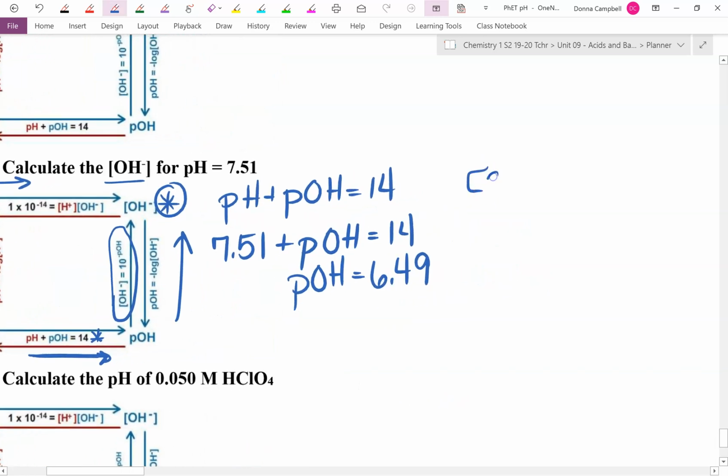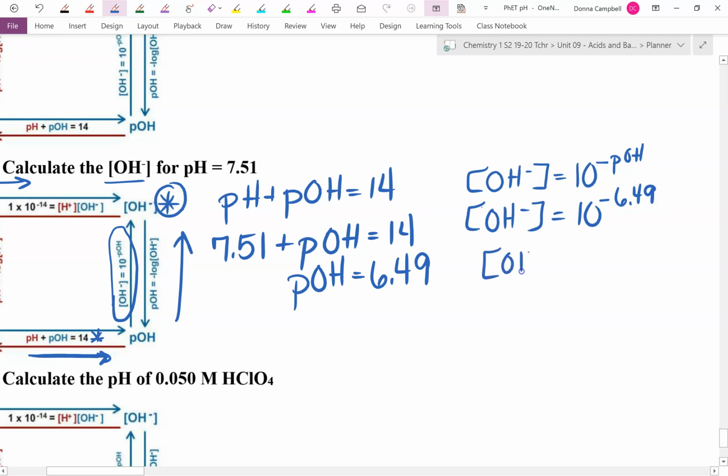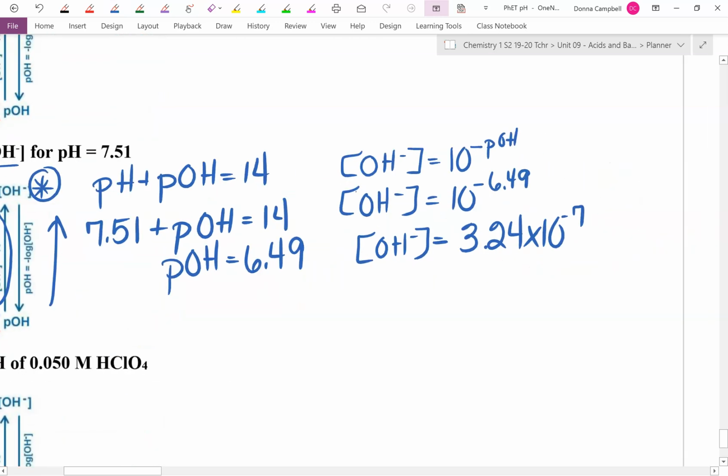The OH minus concentration is equal to 10 to the negative pOH. OH minus concentration is equal to 10 to the negative 6.49. That means the OH minus concentration is 3.24 times 10 to the negative 7, got to put a unit, molar. Notice that pH and pOH do not have units, but all concentrations do.